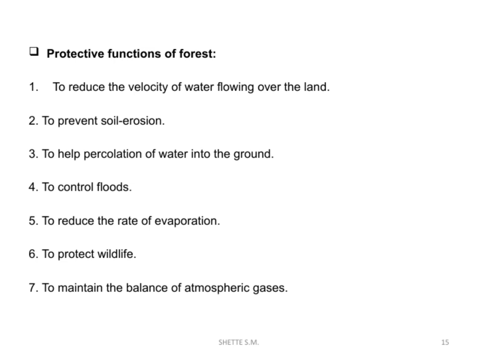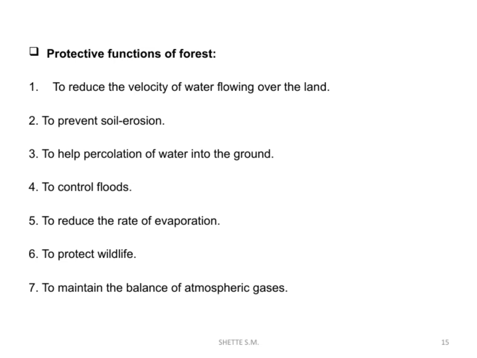First, they help to reduce the velocity of water flowing over the land, which is essential in preventing erosion and protecting our soil. When water moves too quickly, it can wash away the topsoil, which is vital for plant growth and agriculture. Forests slow down that flow, giving water a chance to seep into the ground gradually. Second, forests are key in preventing soil erosion altogether. The roots of trees and plants hold the soil in place, acting as natural barriers against wind and water erosion. This is especially important in areas prone to heavy rains or strong winds.